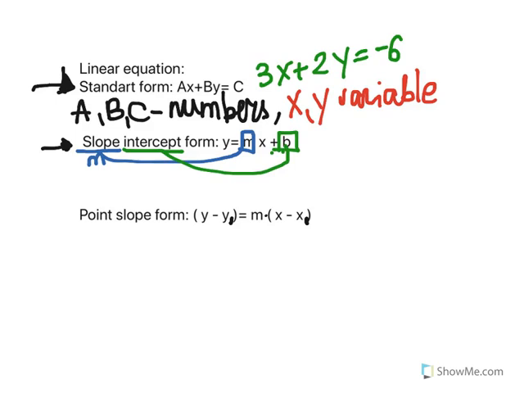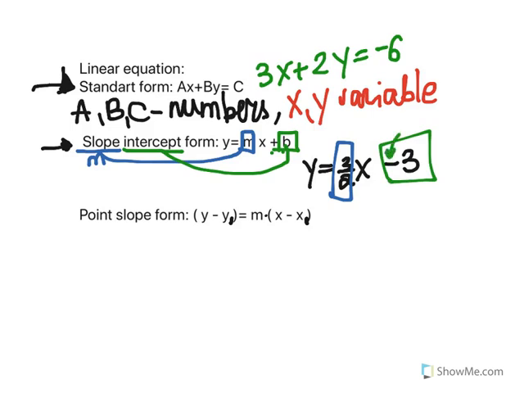Here is the example: y equals 3 over 2 x minus 3. So here is your slope, and here is your y-intercept. Look how I included this negative with the 3, because this negative belongs to 3. So you have a negative y-intercept.